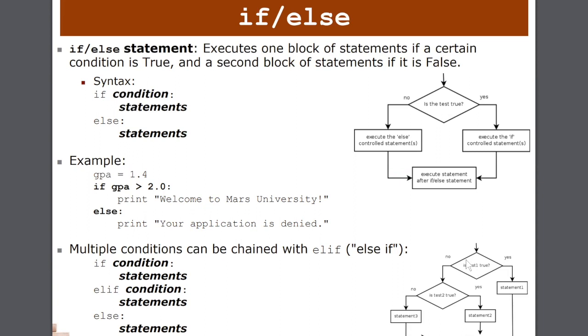Simple flowchart here too. So you can see how we're checking the first if here. If it's not true, we check this else if statement. And if this isn't true, then we're going to be running this else statement here.